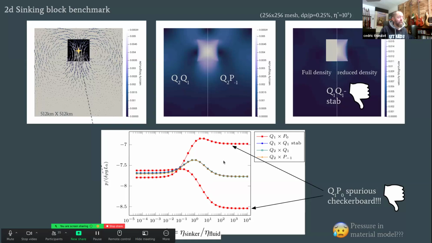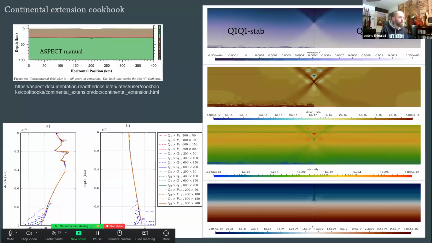So in essence, the pressure here inside the block showcases these red values. And this is bad news because A, it's far from what the others are giving me. But also if you think about the fact that the pressure is needed in our material models, so for plasticity and viscosity, having this checkerboard mode is a very big problem. You can filter that, but this is unfortunately a feature, if you want, of the Q1P0.